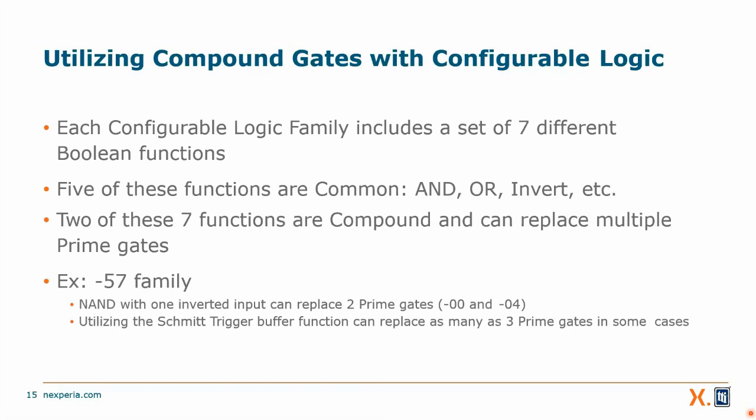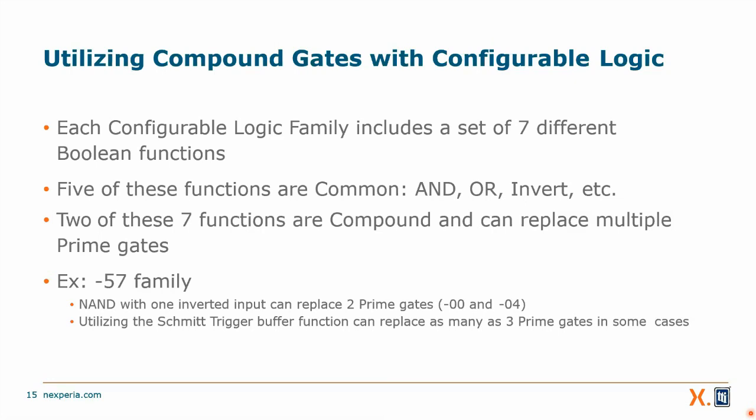Another interesting feature of configurable logic is something called the compound gate. Now, a compound gate means that there is another function on board which has a number of functions already glued together end to end. For example, most configurable logic devices have a total of 7 different functions on board.